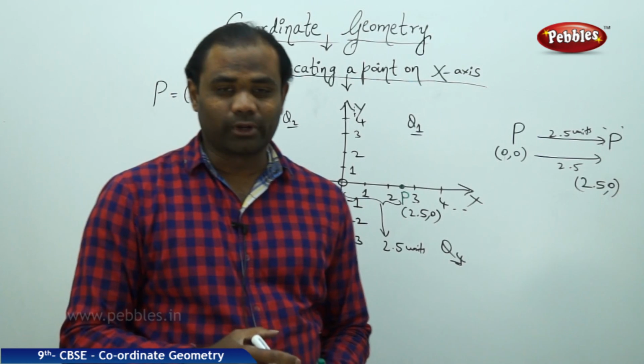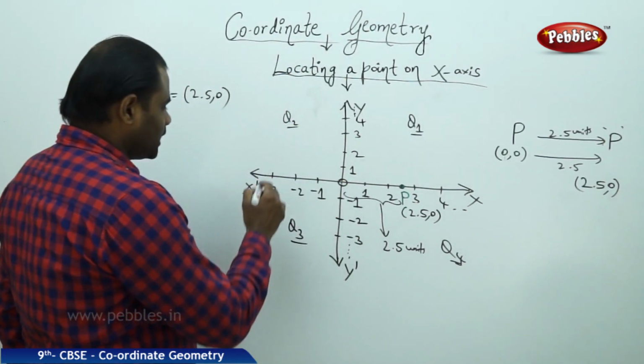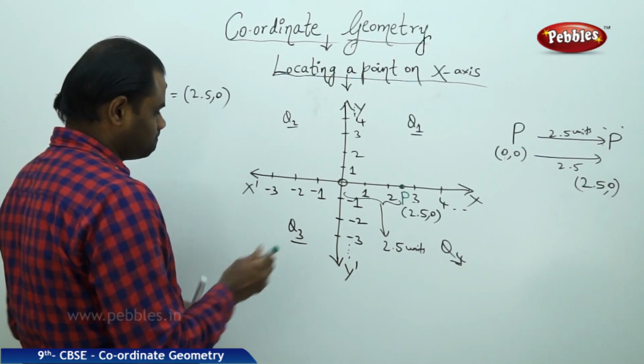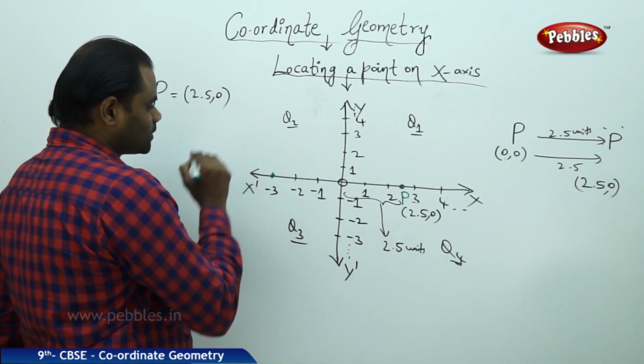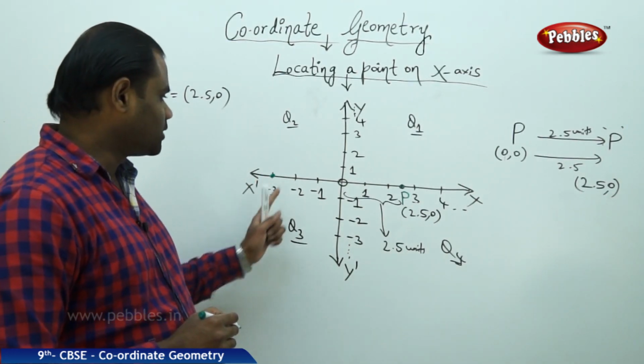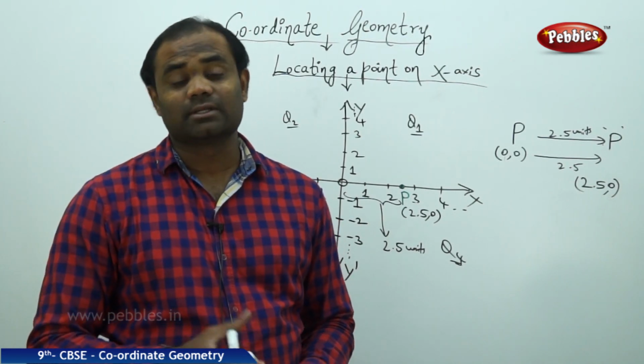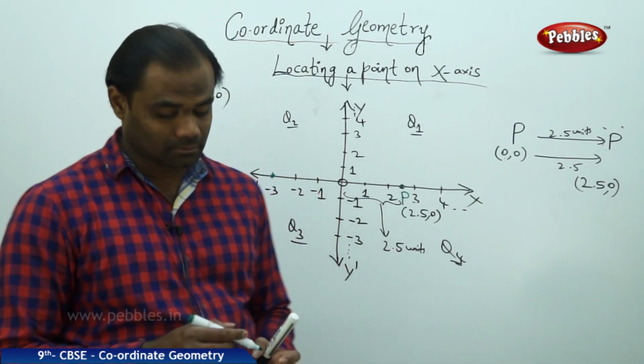Let's take another point as a review exercise. For example, I take this point -3 on the x-axis. How do we locate this point and what are its respective coordinates?